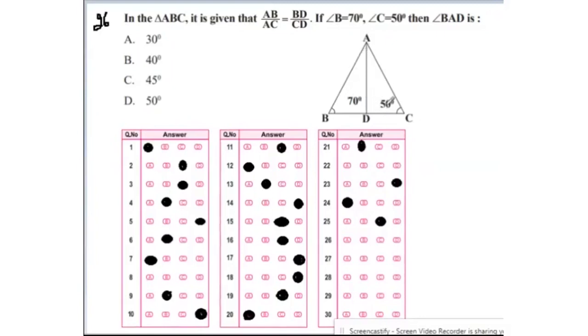So if it is 70 and 50, obviously this angle will be 60 based on the sum of angles of a triangle being 180 degrees. If it is 60, this line is making the angle into 2 equal halves, bisecting. So obviously angle BAD is 30. The correct option for this question is 30 degrees.